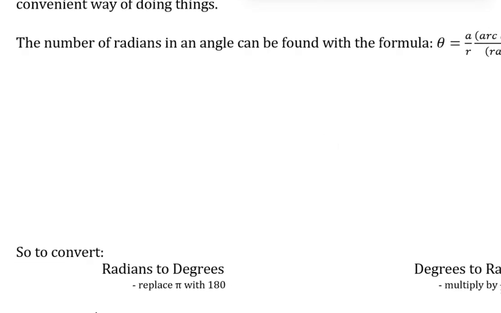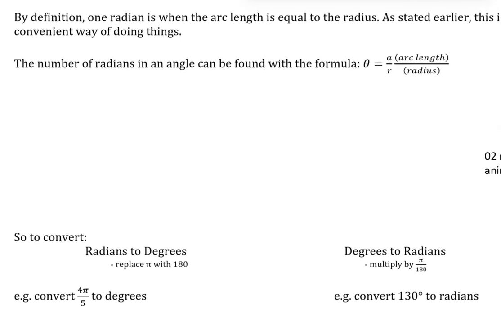All right, the number of radians in an angle can be found with the formula theta is equal to the arc length over the radius, that ratio that we were just talking about. What is the formula for the circumference of a circle?